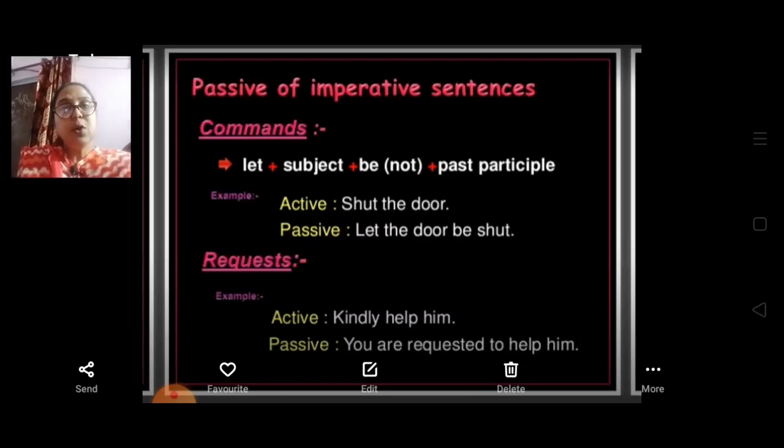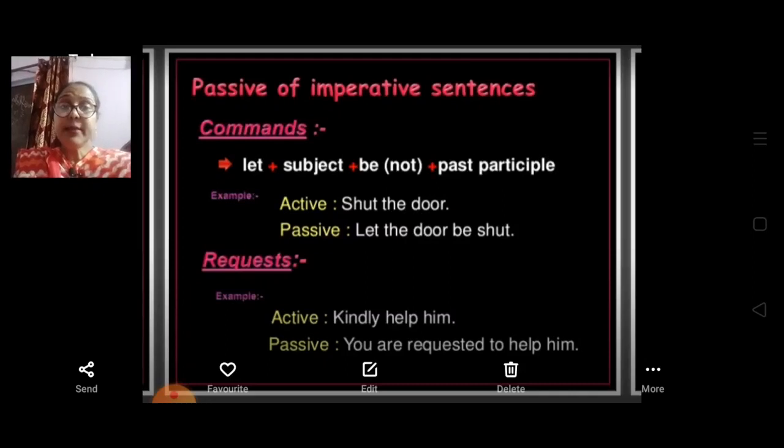So these are the rules to change commands from active to passive voice. If it is written as a command in active voice, shut the door, how are we going to change it? The rule is let, then the subject, and be, and then the past participle. So it will become let the door be shut.